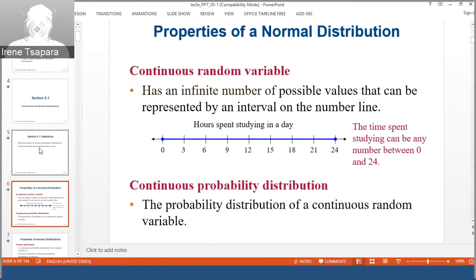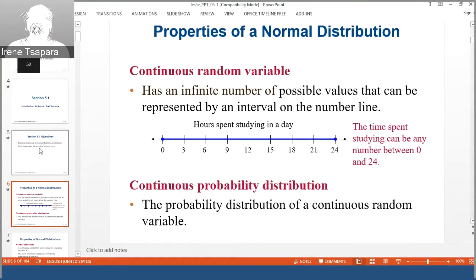The first thing that we need to understand is why normal distribution. What is important about normal distribution? Why do we care so much about normal distribution? And what is the difference of this distribution with the other discrete distributions that we talked about last week?